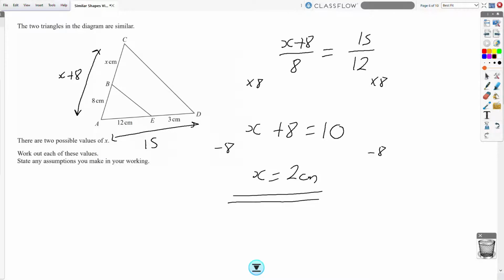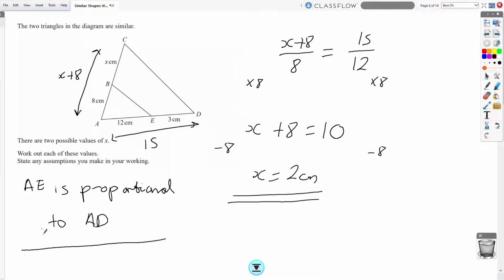Once again, it says state any assumptions you made in your working. So the assumption here is that the length AE, which is 12, is proportional to AD, which is 15. Because once you assume that the lengths are proportional, you can use the fact that they are similar triangles. So you need to state that there, if they don't tell you in the question they're similar triangles.